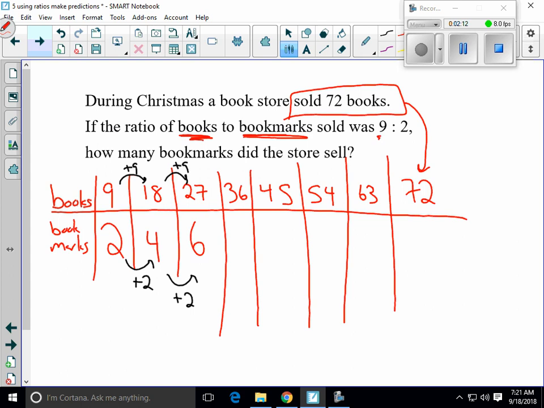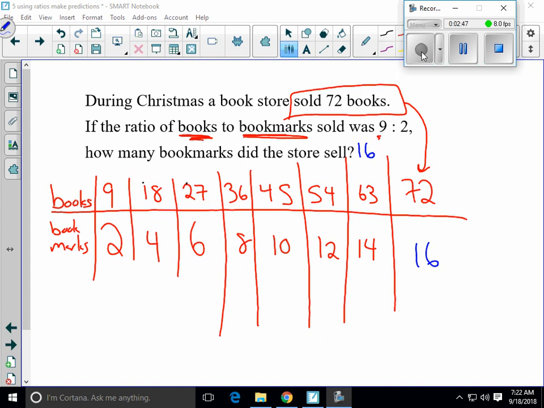Okay, so if they sold 72 books, then how many bookmarks did they sell? So I'm going to continue the bottom of the table, but remember the bottom's only going up by 2. So 2, 4, 6, 8, 10, 12, 14, 16. Okay, so how many bookmarks did the store sell? Your answer would be 16. Okay, so we continued the relationship in this table until we got up to 72 books and 16 bookmarks. So the ratio helped us make this prediction.